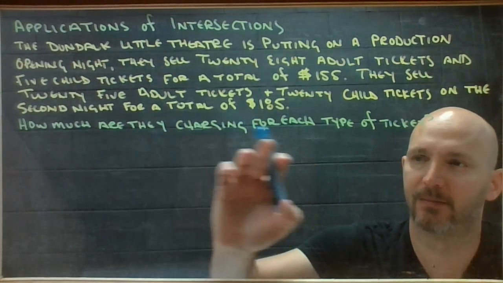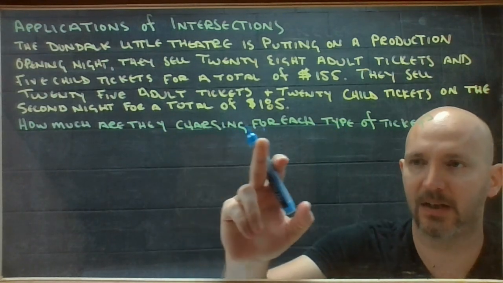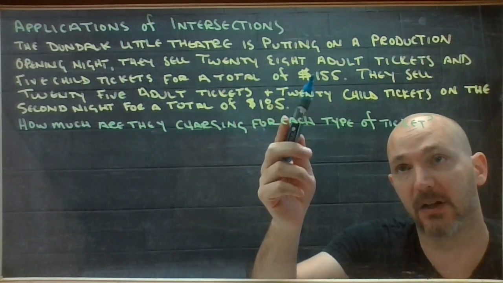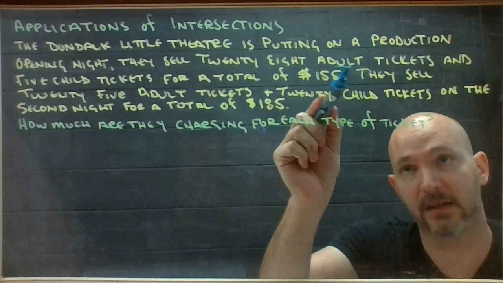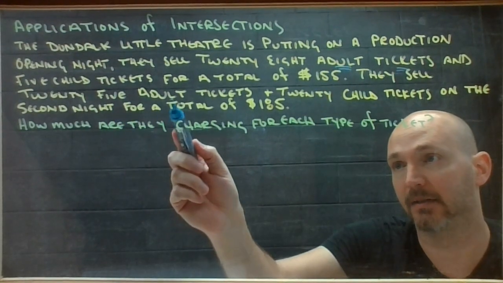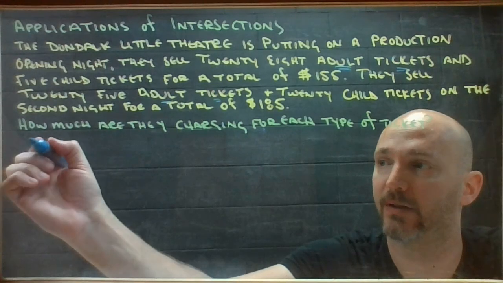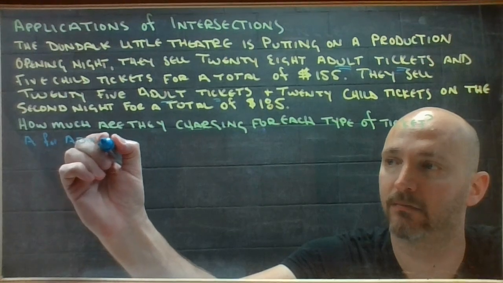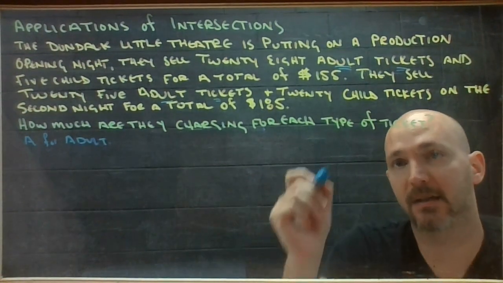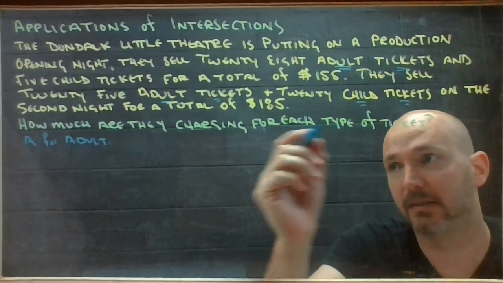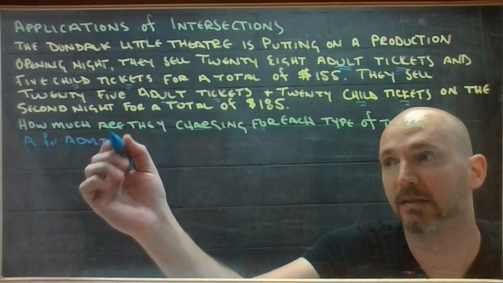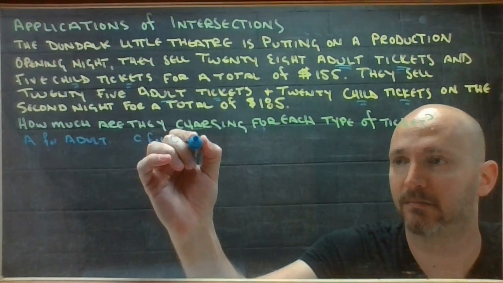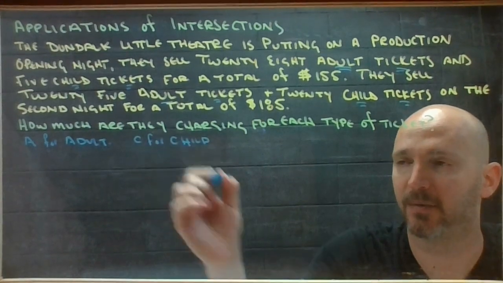Well, there's your question. So when it asks for each type of ticket, what types of tickets are there? Well, I saw something about adult tickets right there, and then again here. So A for adult. And I saw something about child tickets there and there. So C for child. I'm having trouble with ages today.